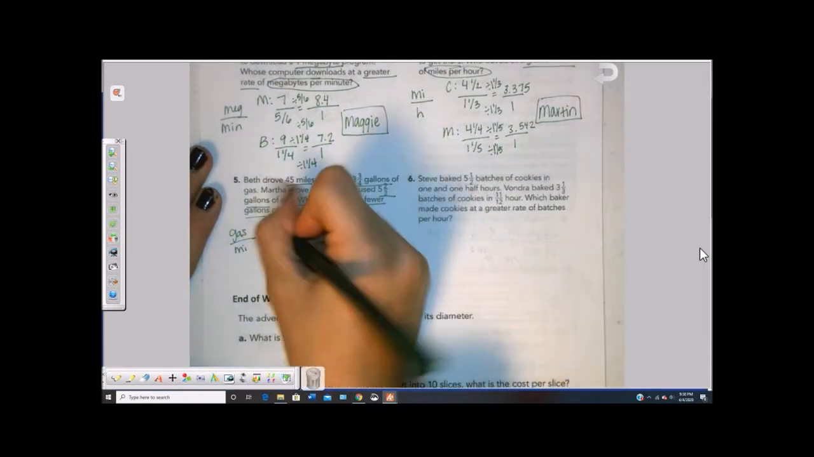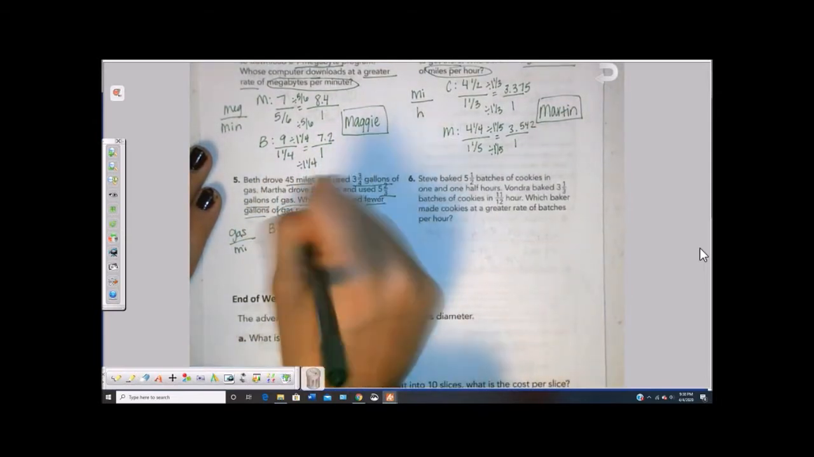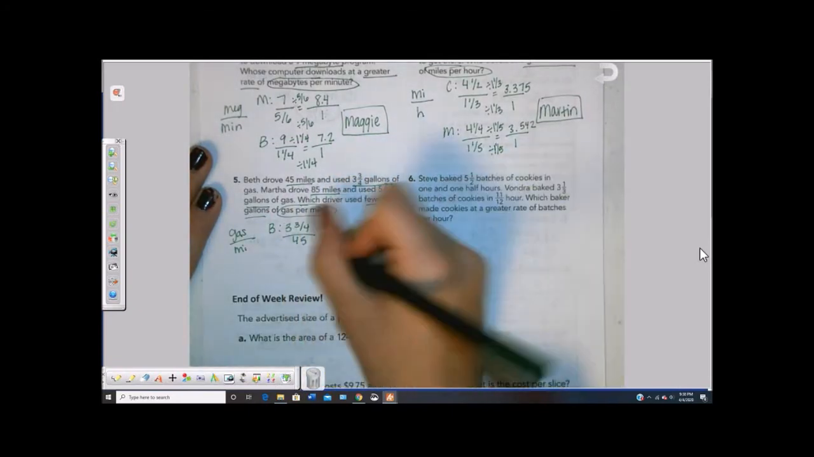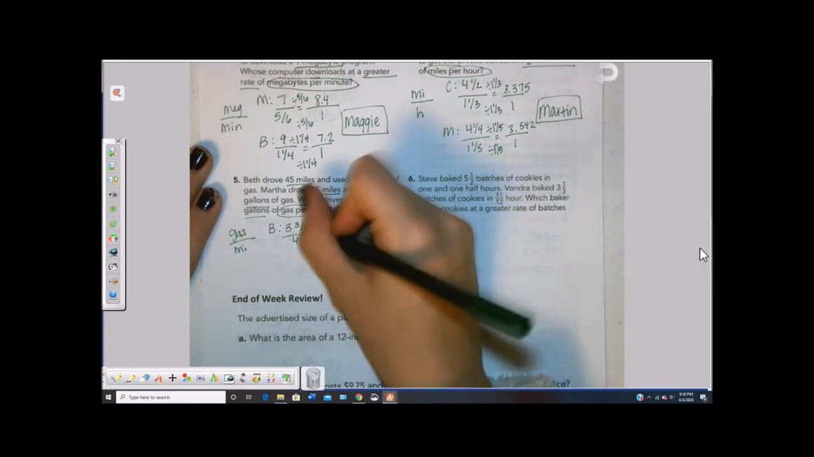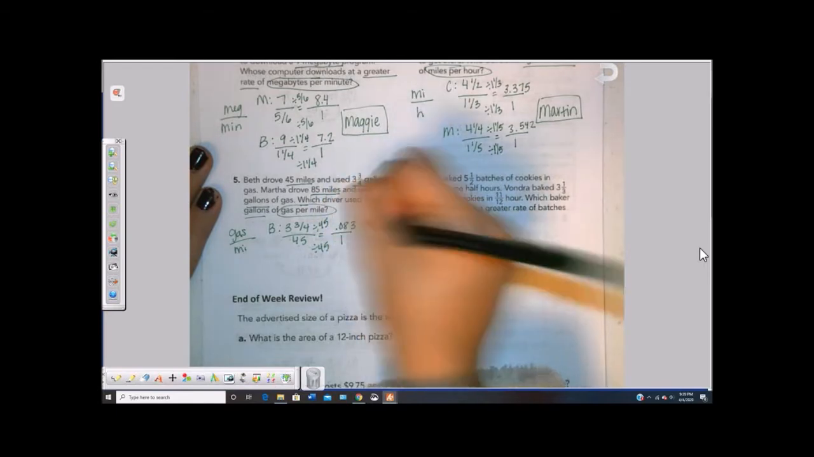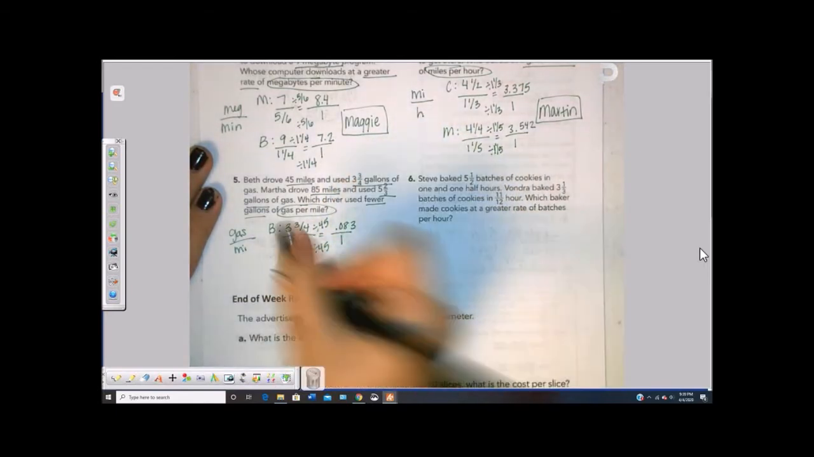And starting with Beth, we're going to have 3 3/4 over 45 equal to blank over 1. Divide by 45 on top and bottom. And again, rounding, you get 0.083.